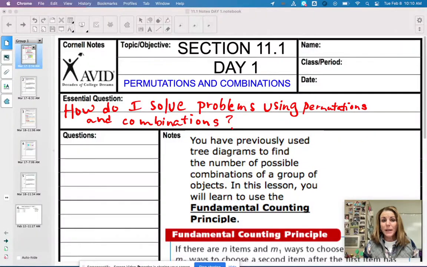Section 11.1, Day 1, Permutations and Combinations. Please write down the essential question. How do I solve problems using permutations and combinations?